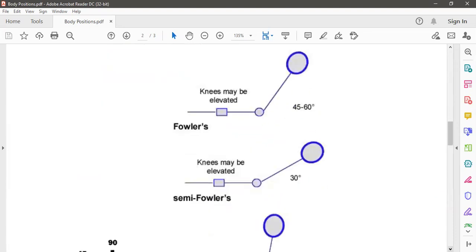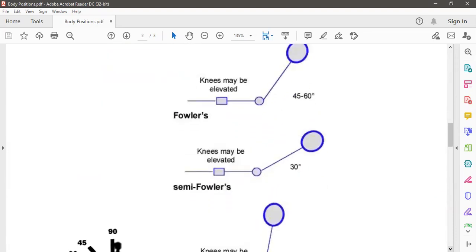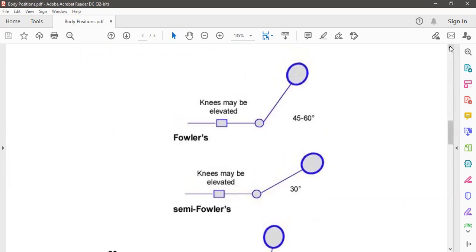So second, the Fowler position, I said that there are three angles. One is called low Fowler positioning, right? Low Fowler position is less than 30 degrees. Semi-Fowler, like this picture, is 40 to 60, the angle between the bed and the patient. The angle made here is 45 to 60, and this is a semi-Fowler position. In this picture, the angle is less than 30 degrees. This is a low Fowler positioning, right?